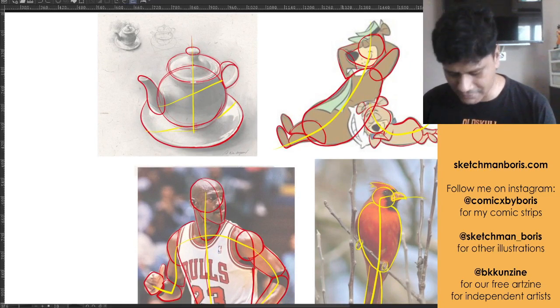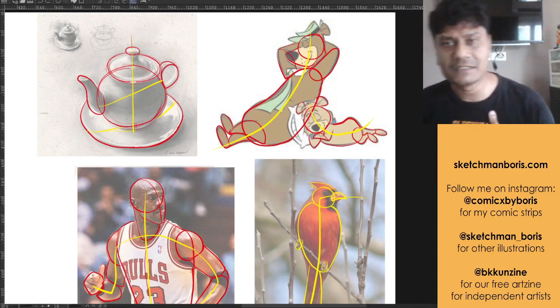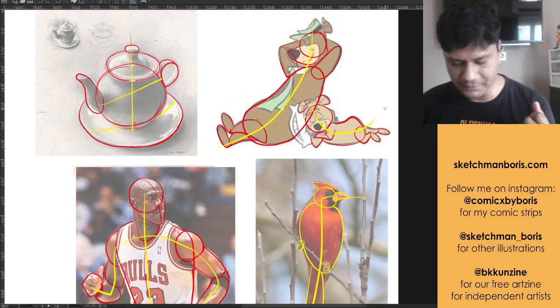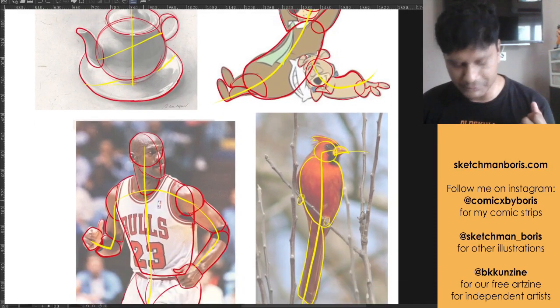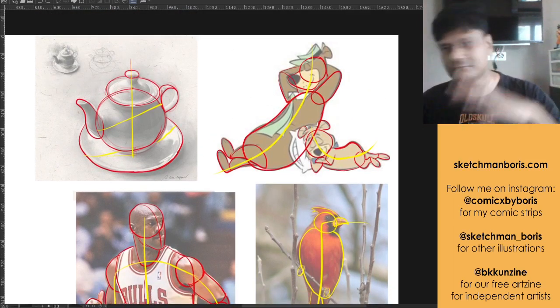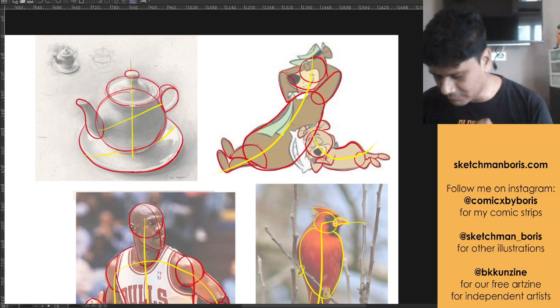So I've just chosen diverse subjects, at least according to me. I think it covers a lot of the different subjects that one can draw, starting with an object, right? So I have an object, cartoon characters, an actual human being, an athlete, and an animal, right? Of course there are so many other things, but I think these are the main things that usually people draw, or want to draw.